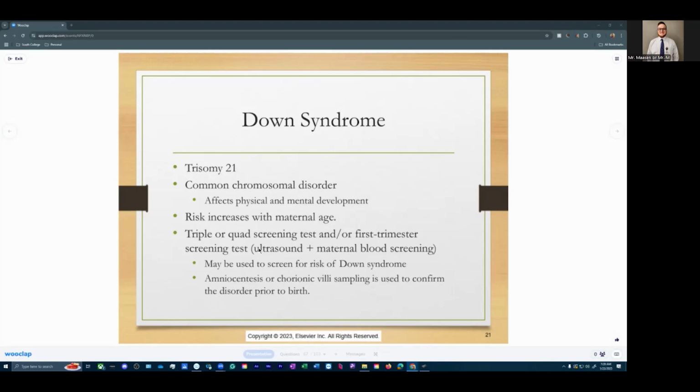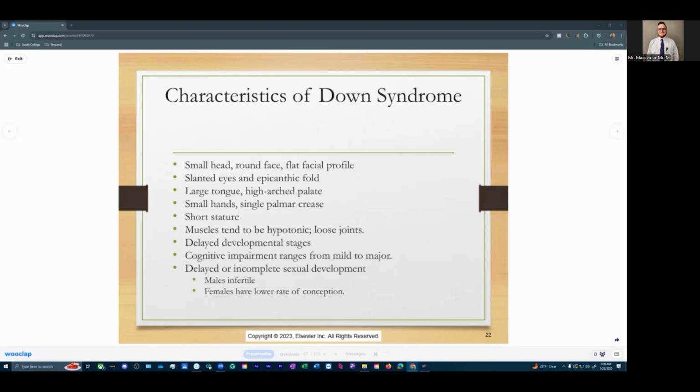One of the risks they've highlighted is increased maternal age. There is screening available, amniocentesis, those kinds of things. Characteristics of someone with Down syndrome: there are some pictures in the book on page 581, but smaller head circumference, rounder face, flat facial profile, slanted eyes, epicanthic fold, which is the fold of the brow, large tongue, high arch palate, small hands, single palmar crease, short stature, loose joints, overall delayed sexual and developmental stages, and then obviously cognitive impairment ranges from mild to major.